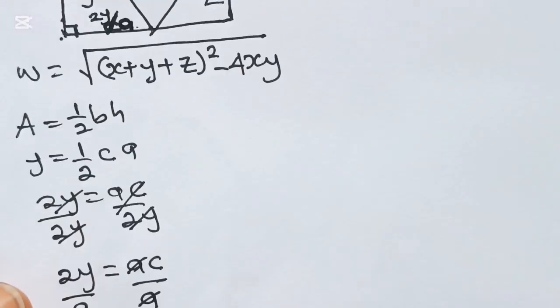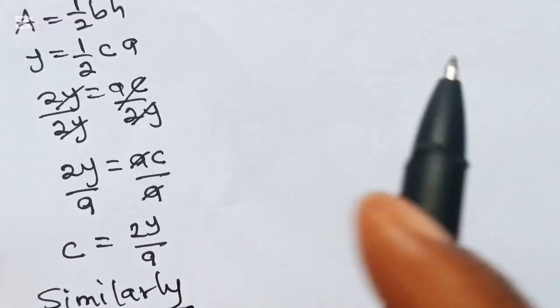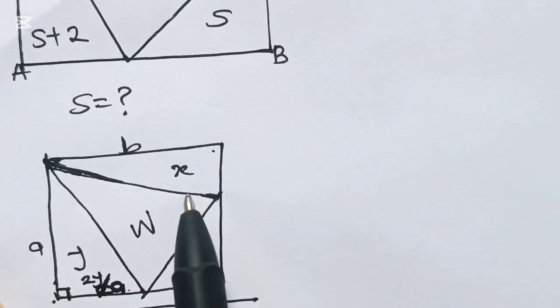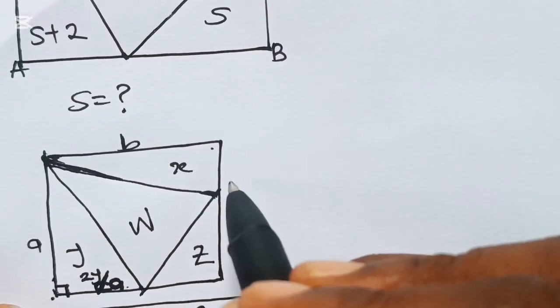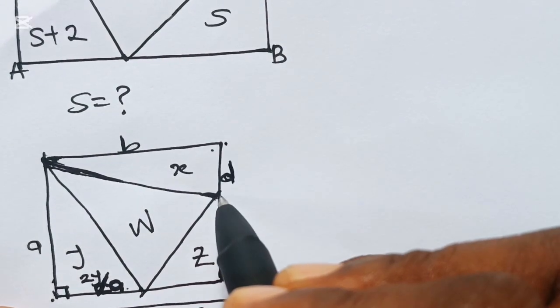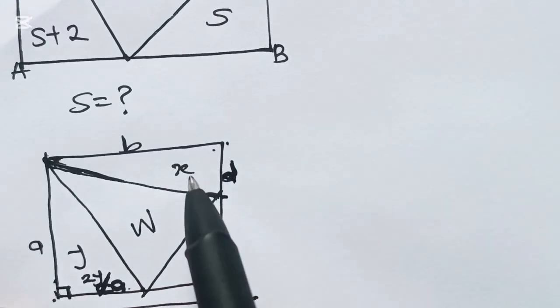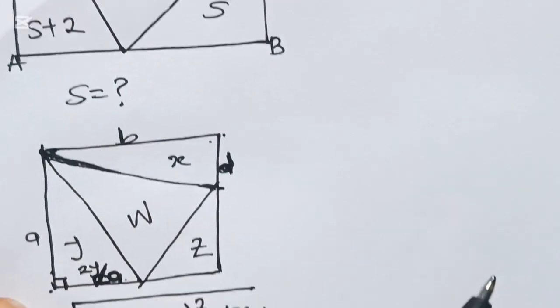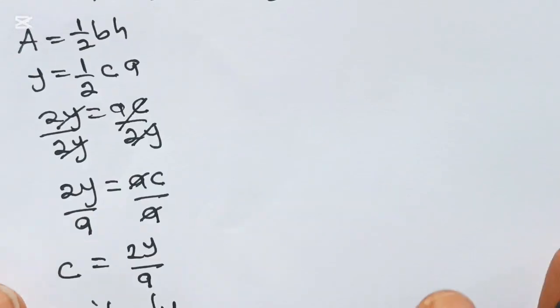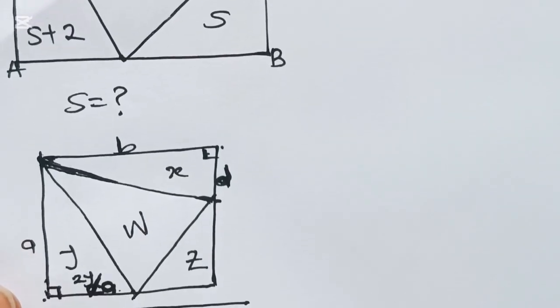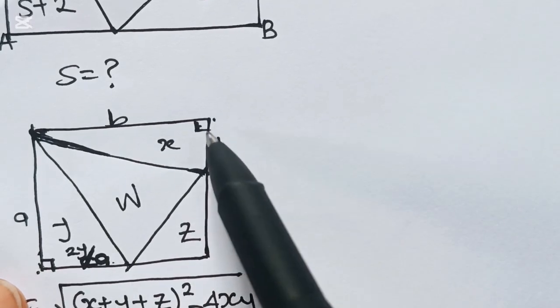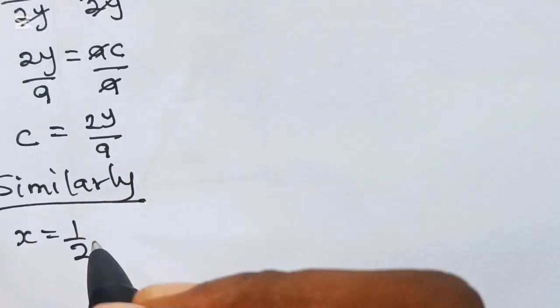All right, now similarly, let us look at x. The area of x should be equal to, if we call this point d, that is from here to here, if we call it d. Okay, so the area of this triangle x, which is also a right angle triangle, right? The area x is equal to half multiplied by the base. Now the base is our b and the height is our d. So we have bd, right?